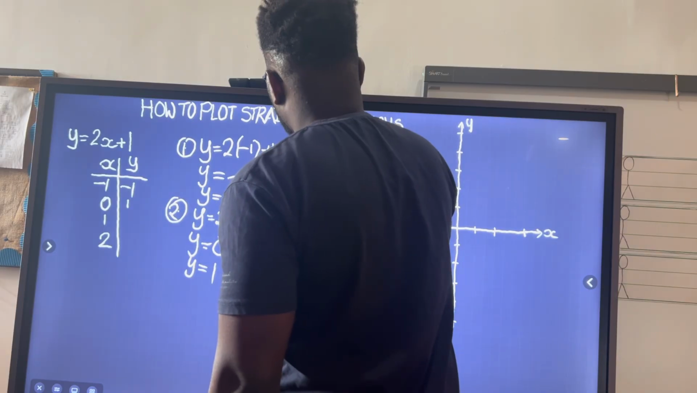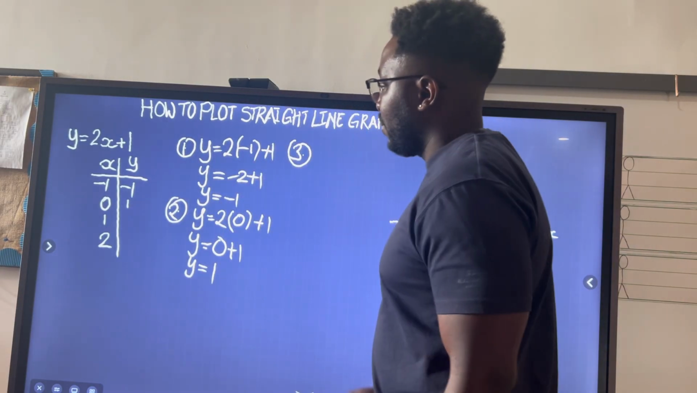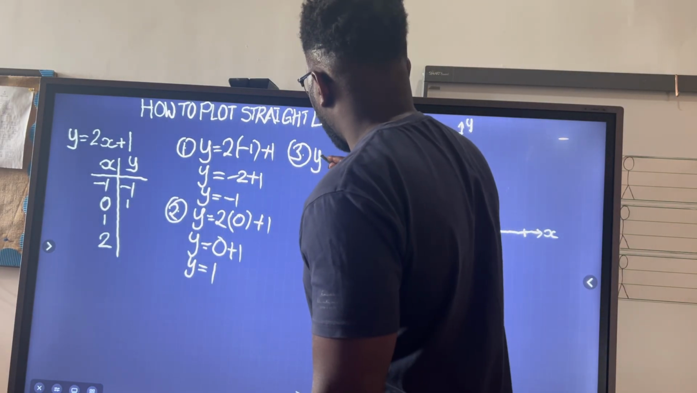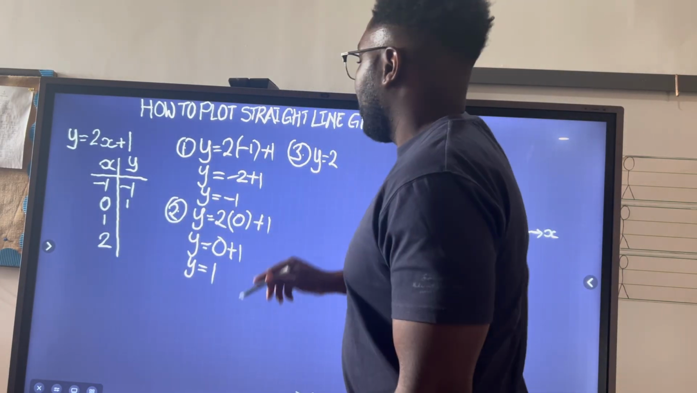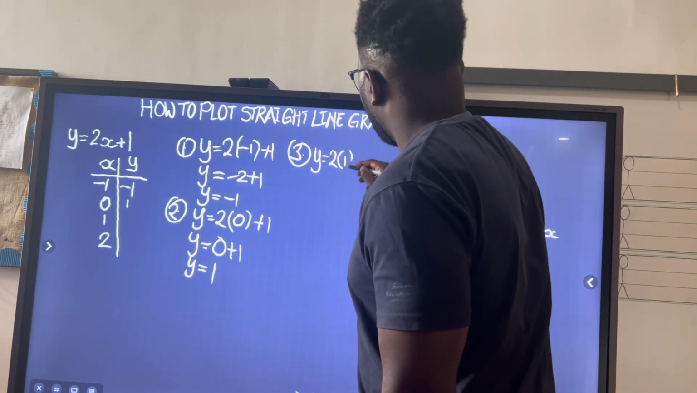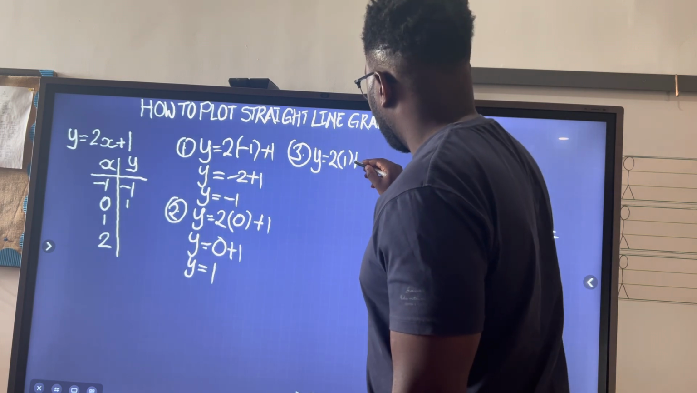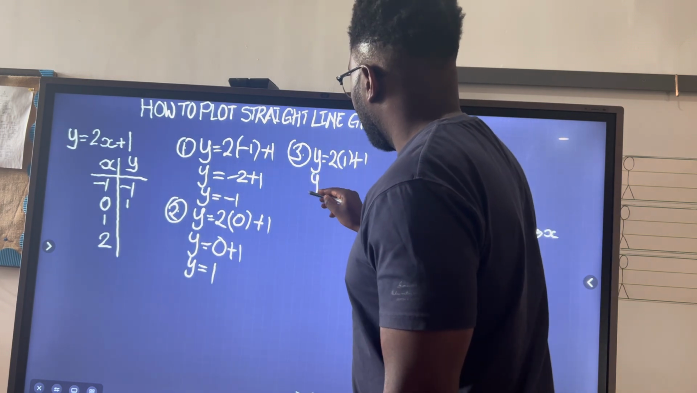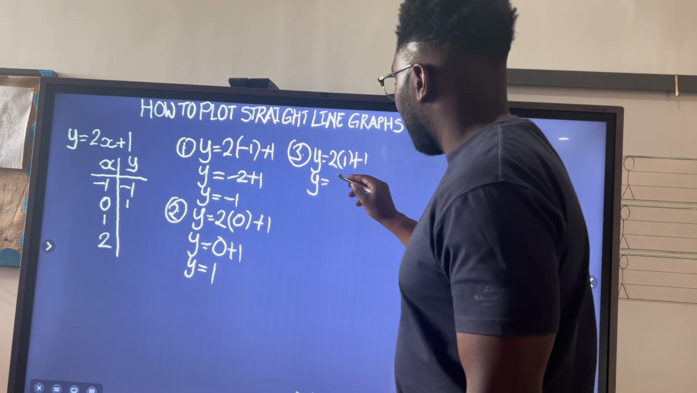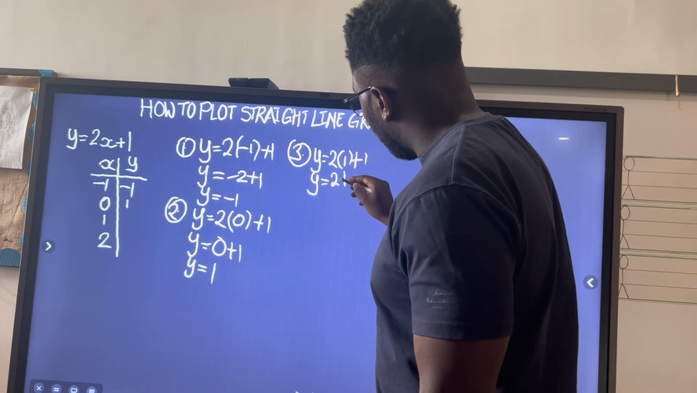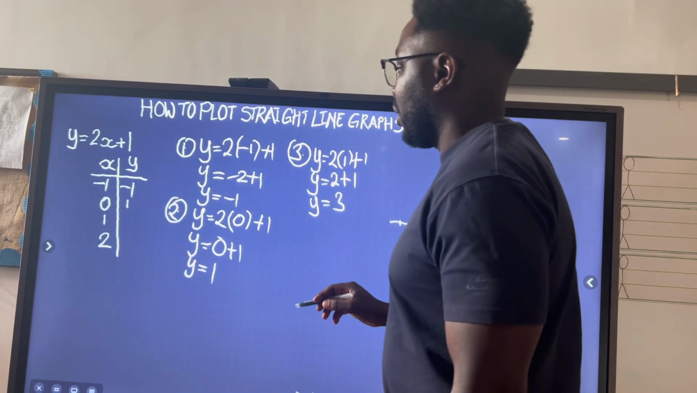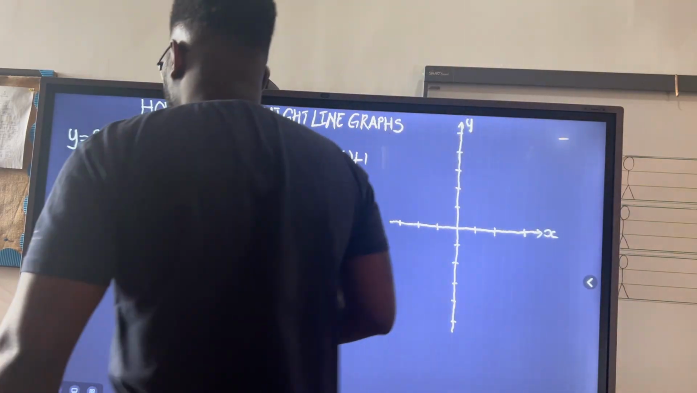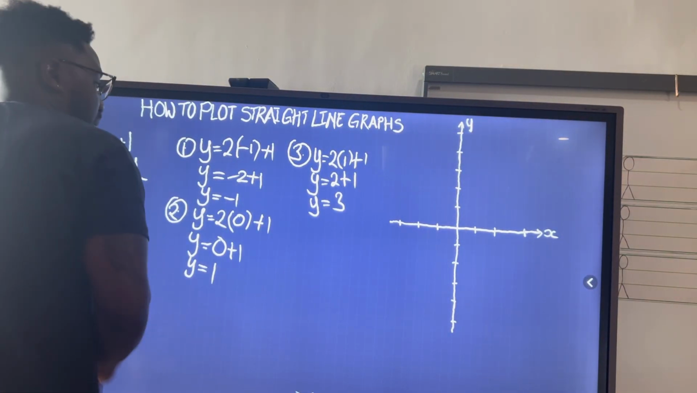Now let's calculate our third y value. I'll label my third y value over there. So that would be y equal to 2, open brackets, 1, plus 1. We solve our equation: 2 multiplied by 1 gives me 2, plus 1, and 2 plus 1 equals 3. So I have now found my third y value.